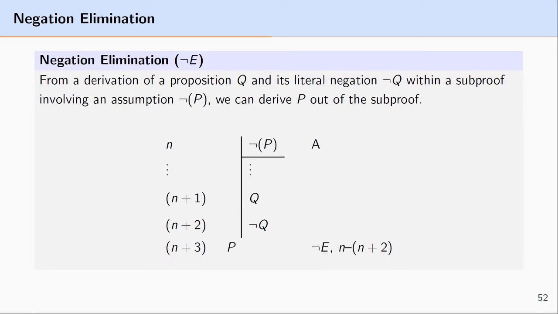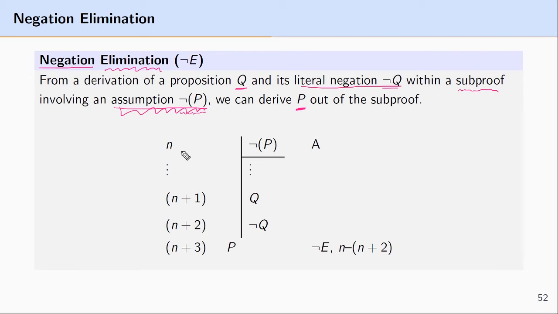So here's negation elimination. Negation elimination basically says the same thing, but there's just one small difference. Again, we derive a formula Q and not Q within a subproof. And in this case, it starts with a negated formula. Since it's an elimination rule, this means that we're reasoning from a formula of a particular type, and in this case, we're reasoning from a negated formula. So it says from a derivation of Q and its literal negation, not Q, within a subproof that involves the assumption not P, a negated formula, we can derive P from this particular subproof.